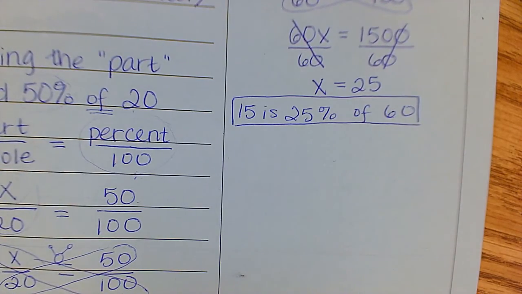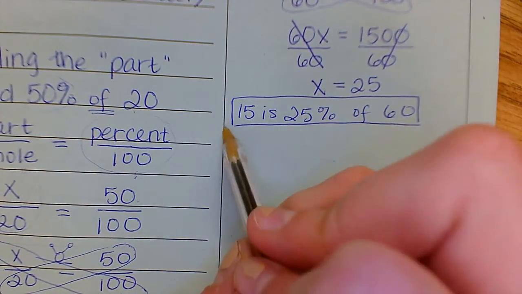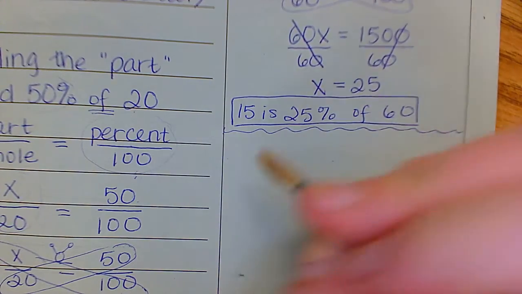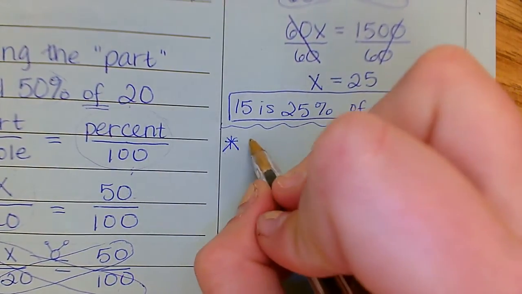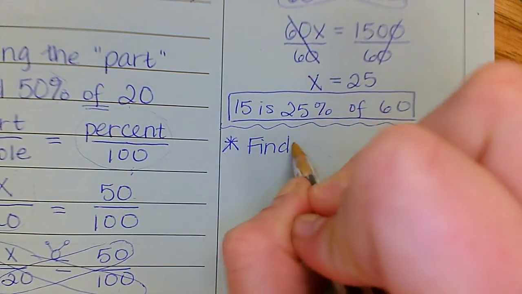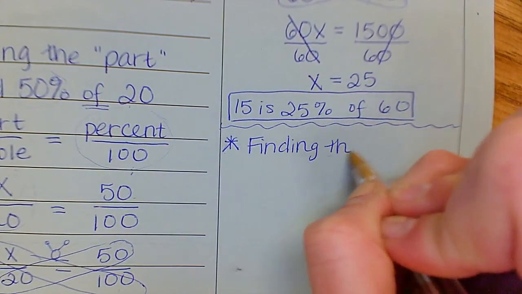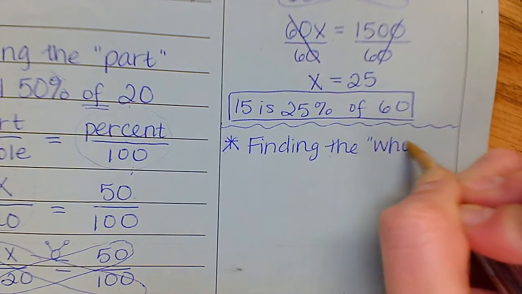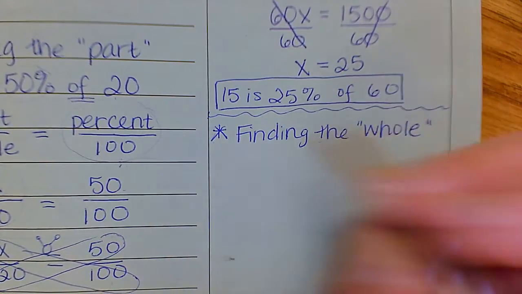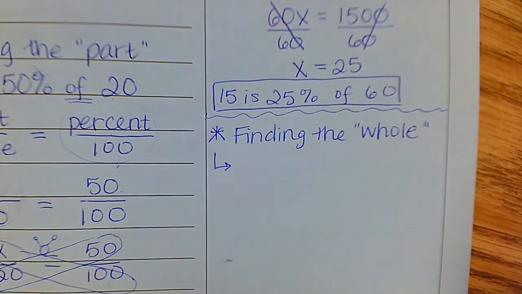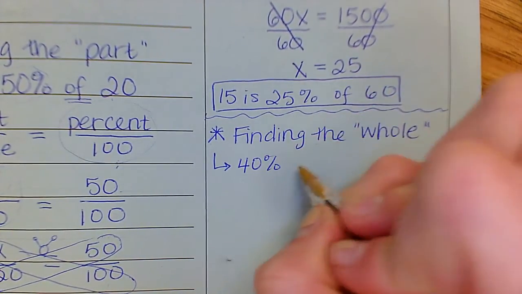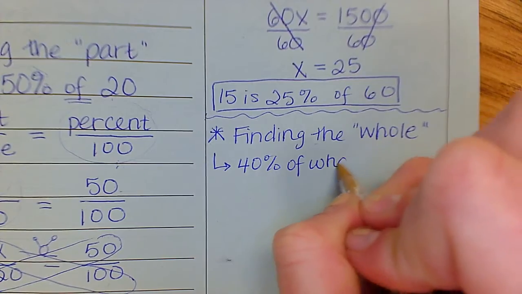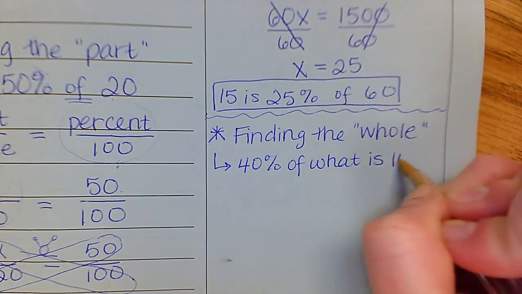Great! Yay, everyone. So we have one more type of problem to do, and then you all will be off to work on your own, which is very exciting. So a little star. Now we're going to see problems where we're finding the whole. Problems where you're finding the whole might ask something like 40% of what is 14.